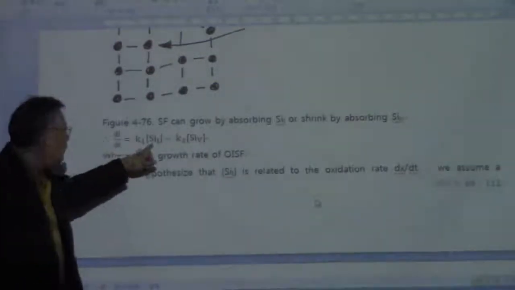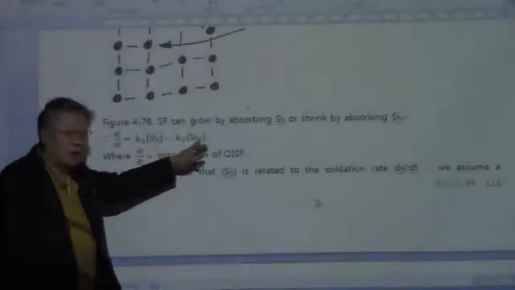And interstitial silicon should increase the stacking faults because the extra silicon atoms attaching to the bottom of the stacking fault will increase the stacking fault length. And in the same token, if you have silicon vacancies attached to the bottom of the stacking faults, then the stacking fault length should be decreased by that amount. Okay, so this term is increasing the stacking fault, and this term is related to the shrinkage of the stacking faults.